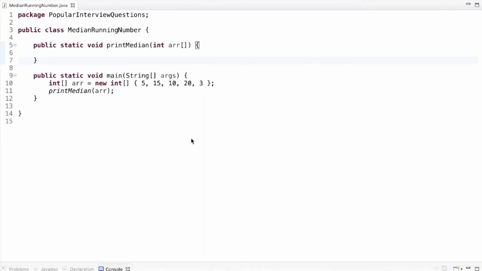So let's start solving this problem. Over here you can see, to solve this problem, we have just created a class file called RunningMedianNumber. And I have created a simple main block where I have a series of numbers, and I am passing these numbers into a function where we will be implementing our logic of finding the median number. So let's start writing the algorithm.